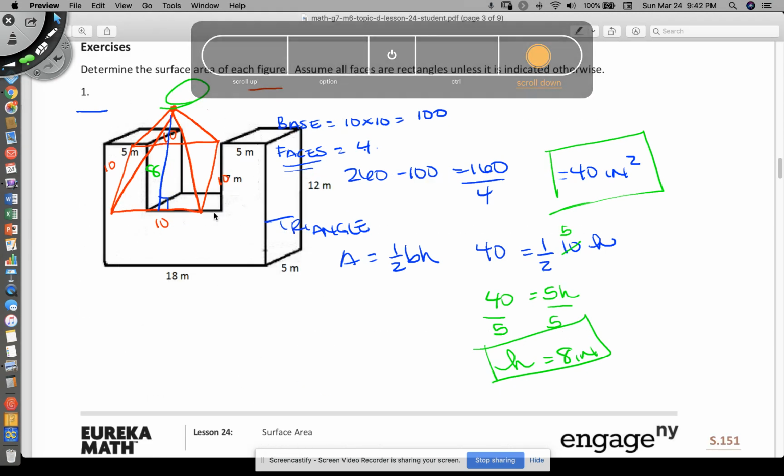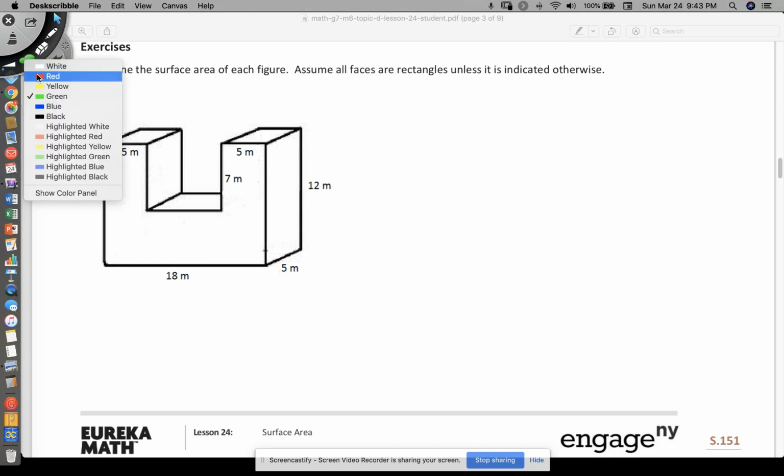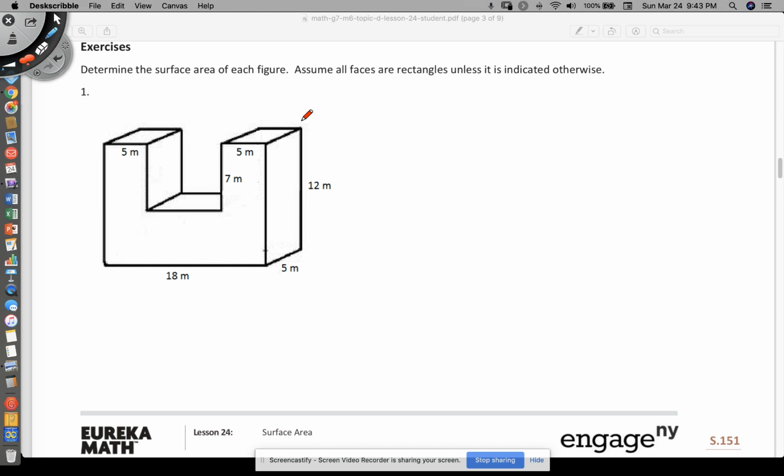All right. We have this figure here. And again, remember, we're going to wrap the entire thing in paper. So it says, determine the surface area of each figure. Assume all faces are rectangles unless it is indicated otherwise. So everything's a rectangle because they didn't indicate otherwise.